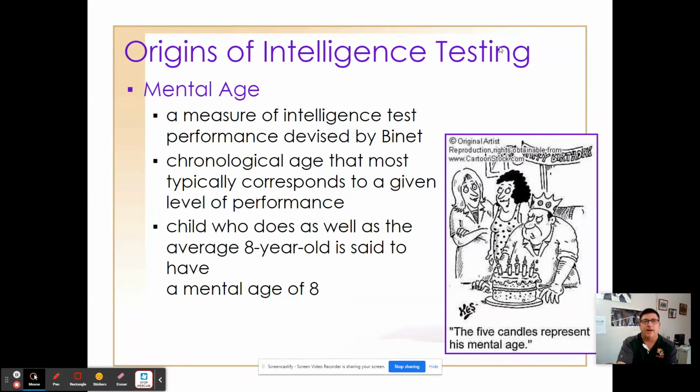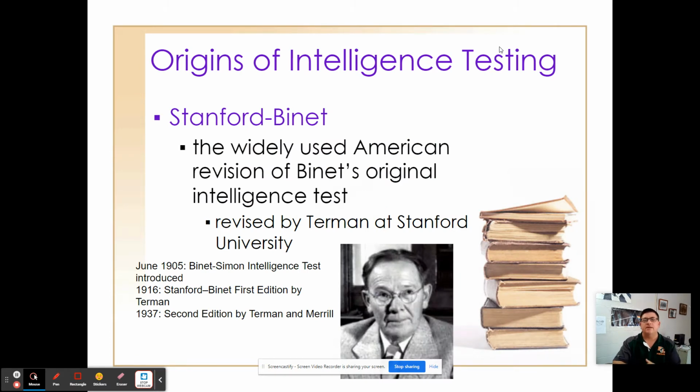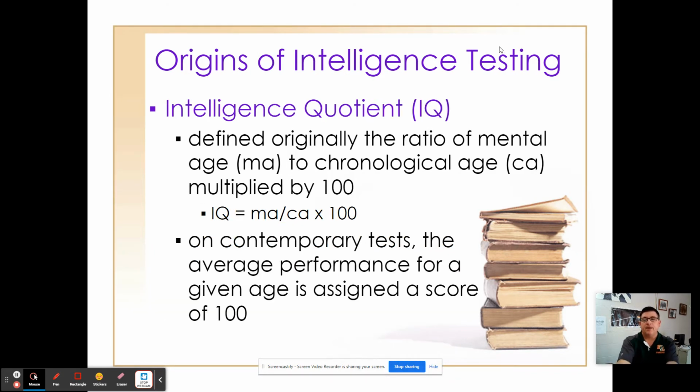We get a mental age. A mental age, a measure of intelligence test performance developed by Alfred Binet, and a chronological age that most typically corresponds to a given level of performance. A child who does as well as the average 8-year-old is said to have a mental age of 8. So 8 mental age, 8 chronological age, average intelligence. All right, Stanford-Binet is the widely used American revision of his original intelligence test, revised later at Stanford. And how does it work?